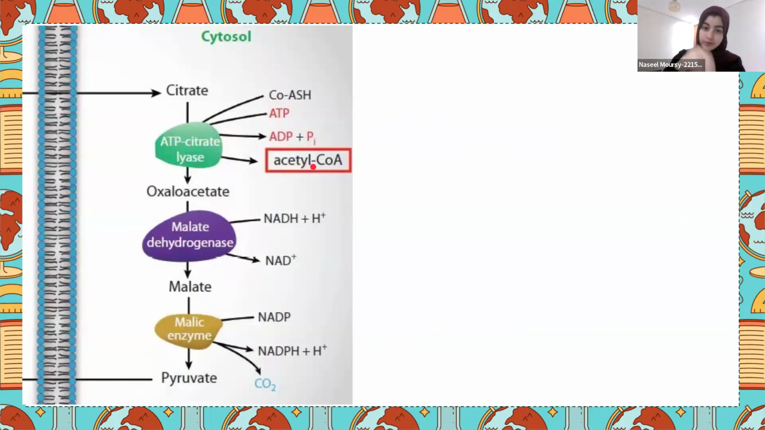Then acetyl-CoA goes into step 2. Okay, so we won't talk about it right now. However, oxaloacetate does something interesting. It goes and becomes converted back into pyruvate. Okay, how does it do that? It goes to malate first by malate dehydrogenase, and then malate gets converted to pyruvate by malic enzyme.